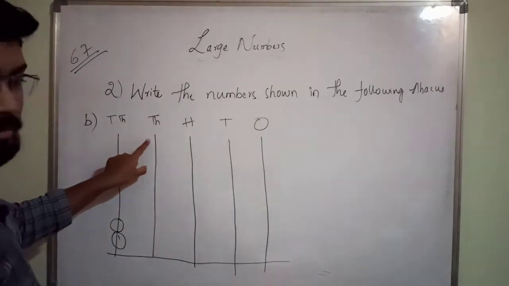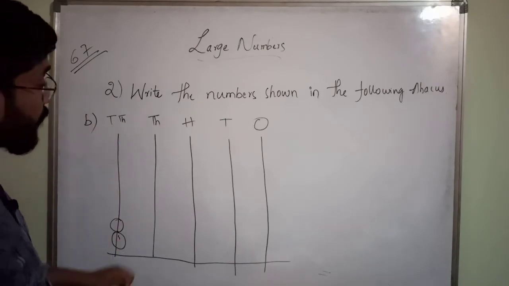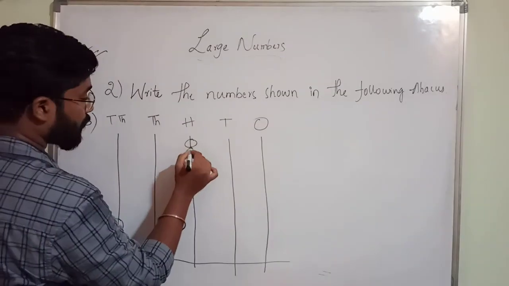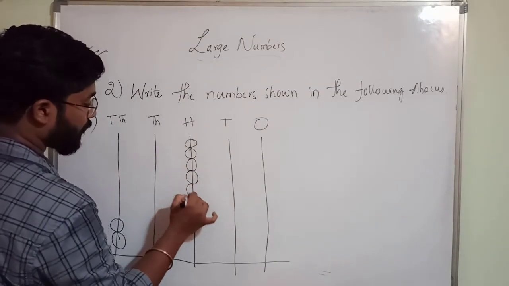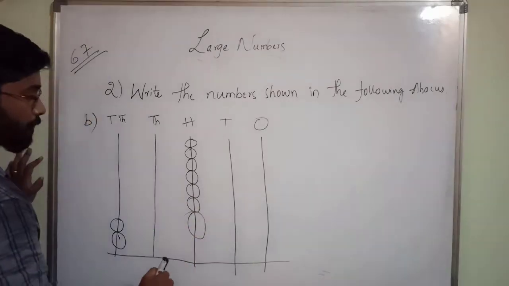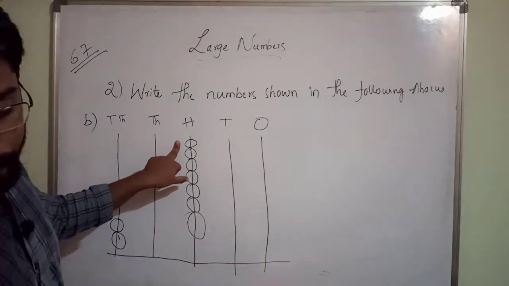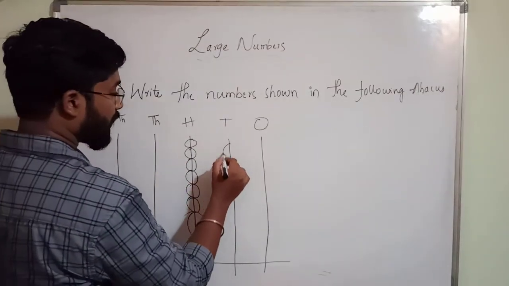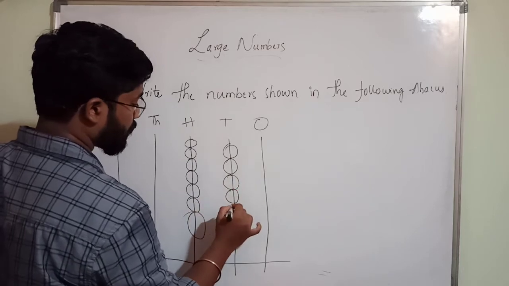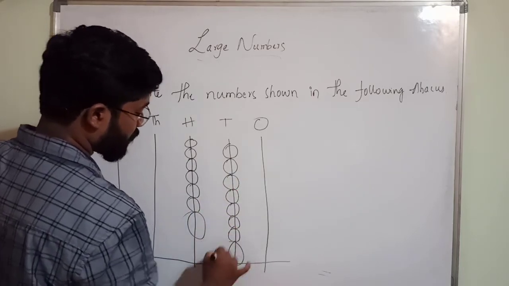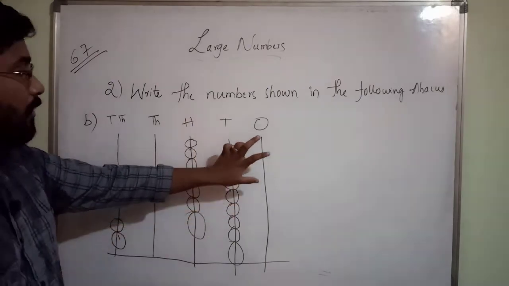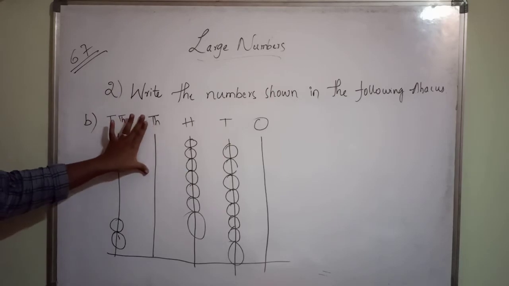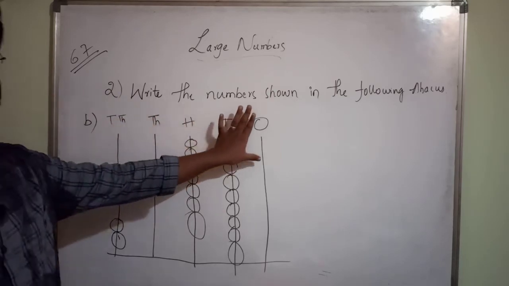Next, in thousands place, 0 balls, no balls are there. In hundreds place, you are having 7 balls. 1, 2, 3, 4, 5, 6, 7. 7 balls are in hundreds place. Next, in tens place, you are having 8 balls. Eight balls in tens place, and in ones place, no ball is there. Means you are having no ball in thousands place and no ball in ones place.